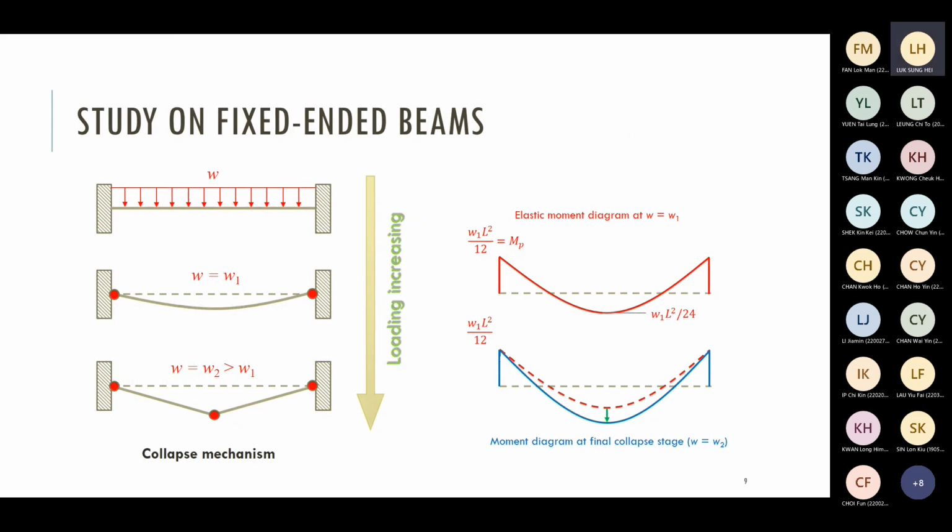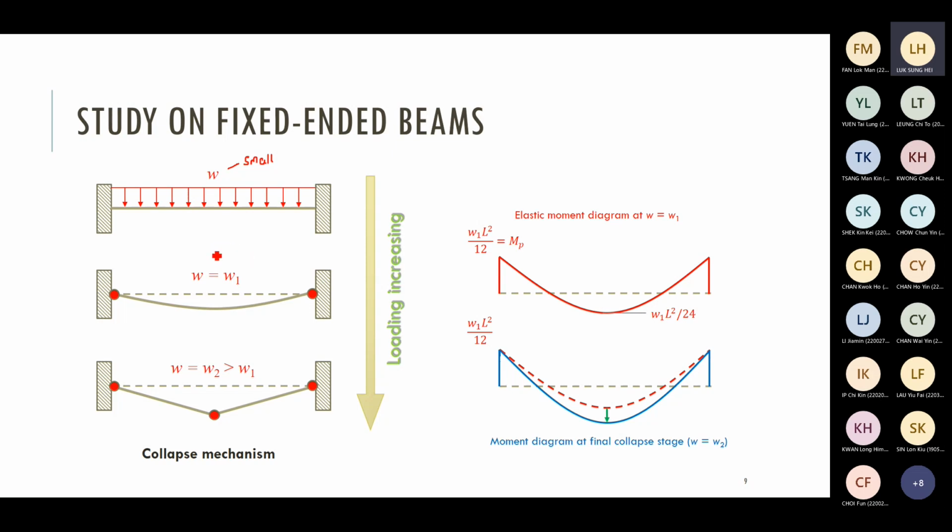Talk about the behavior first. Instead of talking about the calculation here, I show you again the behavior. And also it will affect our design procedure a little bit. For a fixed end beam under uniformly distributed load, at the beginning, when the load is small, everything remains elastic. There's no plastic hinge when the load is small.